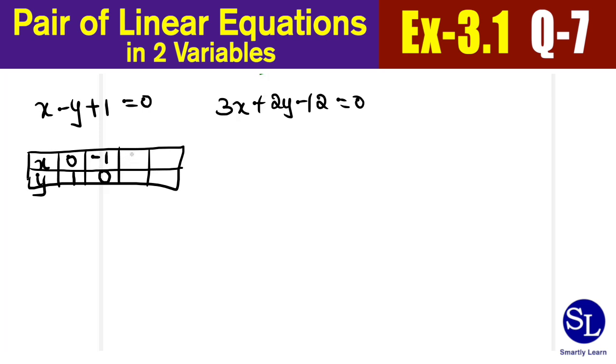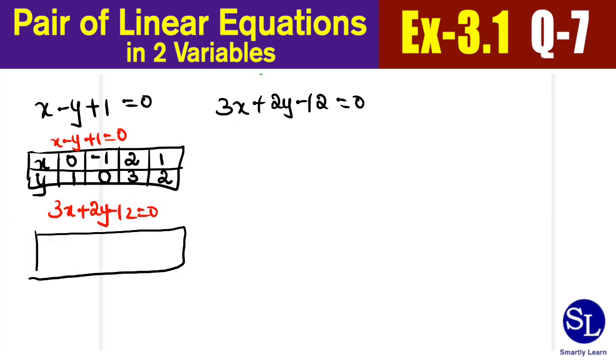Now let's take the value of x is equal to 2. So 2 plus 1 is 3. 3 minus y is equal to 0, which means the value of y is equal to 3. Now if you take the value of x is equal to 1, 1 plus 1 minus y is equal to 0. So y is equal to 2. I think we have generated 4 values. That should be enough. We have generated these plot points for the equation x minus y plus 1 is equal to 0. For the equation 3x plus 2y minus 12 is equal to 0, let us generate the plot points.